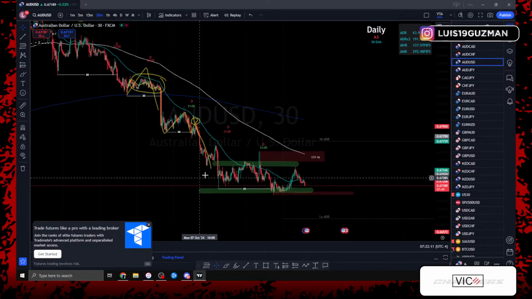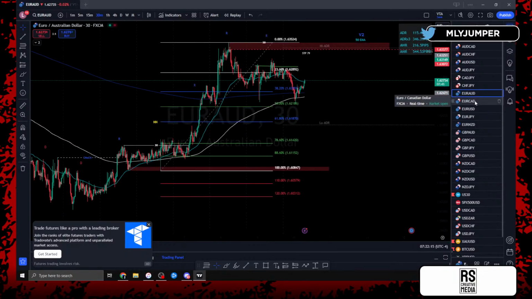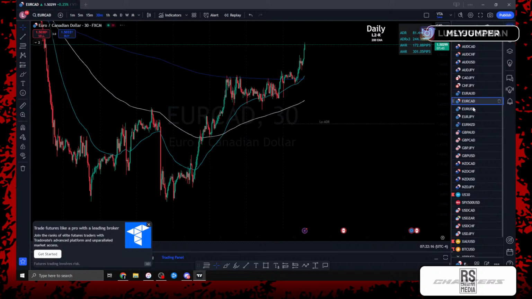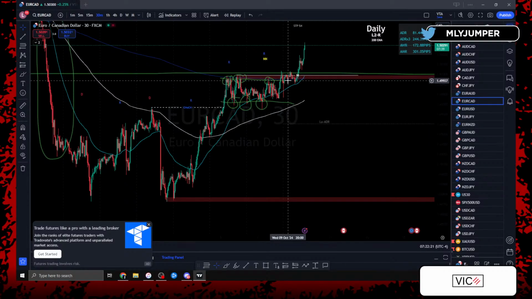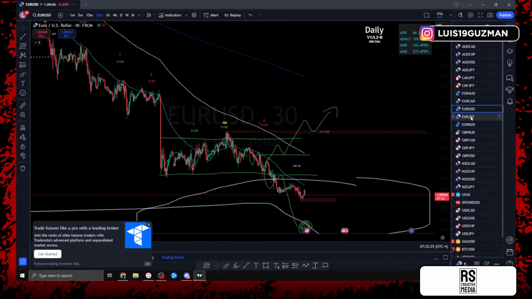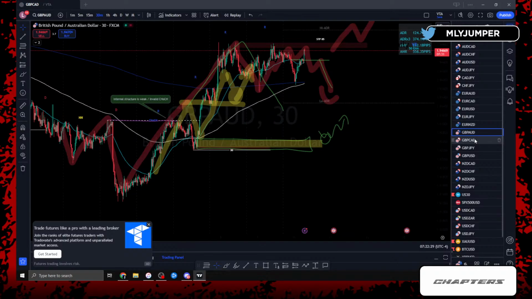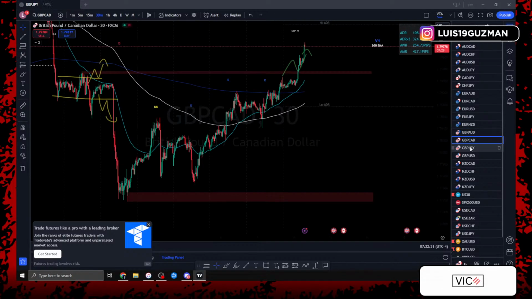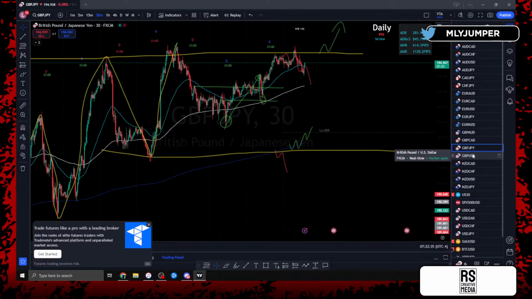After 372, we're looking for a pullback, and every single pair that had a 372 reacted the same way. It just continued, or we never got the break of structures, right? But EuroCAD, the Euro pairs completed their moves for the week. The GBP pairs also completed their moves for the week. So there's not much we could do here.